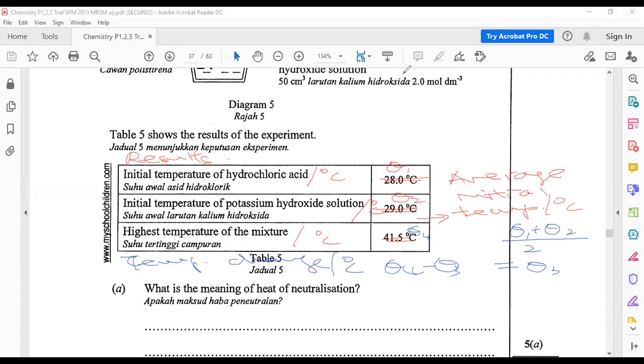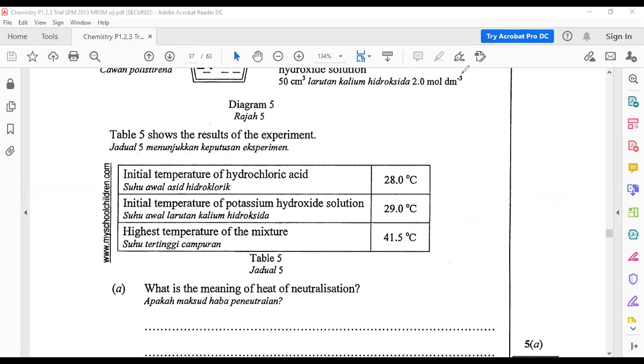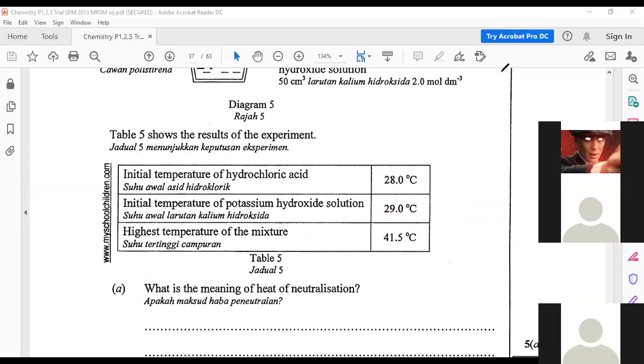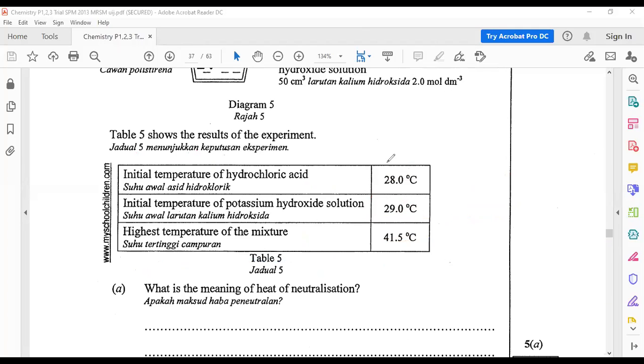What is the meaning of heat of neutralization? We would like to hear from our friend Yuan Kai. He came late. What happened? Just woke up. Yuan Kai, what is your answer? The meaning of heat of neutralization. Can you please tell us? Heat of neutralization is the heat change when 1 mole of water is formed from neutralization between acid and alkali.